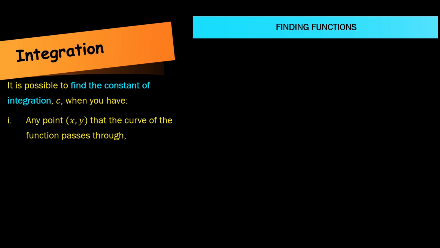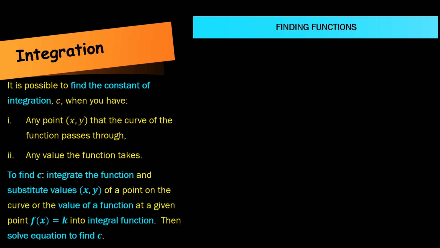It is possible to find the constant of integration c when you have any point xy that the curve of the function passes through, or any value the function takes. To find c, integrate the function and substitute values xy of a point on the curve, or the value for the function at a given point, f of x equals k, into the integral function. Then solve the equation to find c.